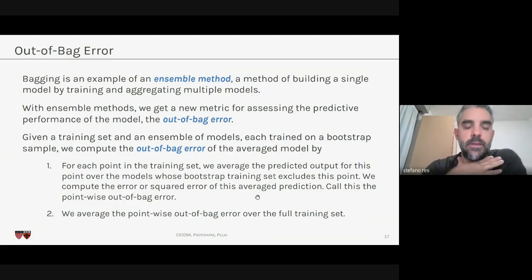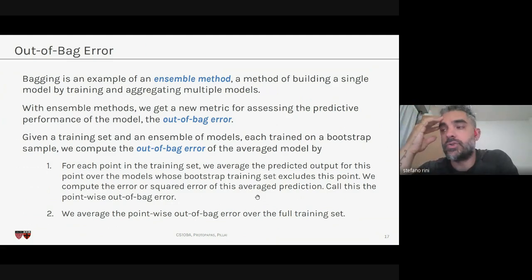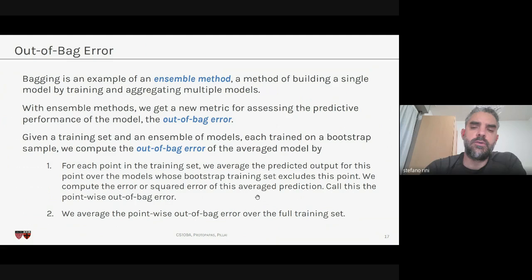So as we said, we refer to this model as an ensemble method, which is a way of building a single model by training and aggregating the output of many models. So when you look at ensemble methods, you cannot look at simply the average error across the ensemble. You will be missing some aspects of the combination of the different models. What people find useful to define is the out-of-bag error. What is the out-of-bag error?